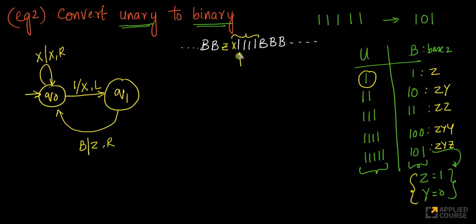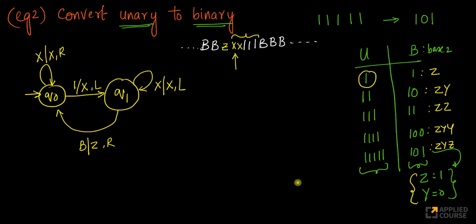So what will happen here? This 1 will be replaced with X and I move left. When I move left now, look at this, I have an X here. So this X has already been processed. So I'm in this state right now. Now if I encounter X, what should I do? Just ignore this X and keep moving left.